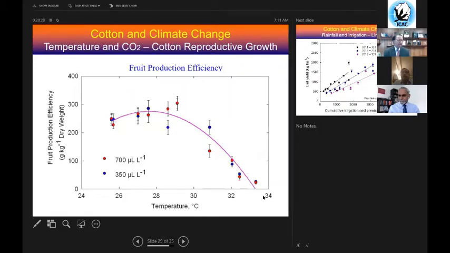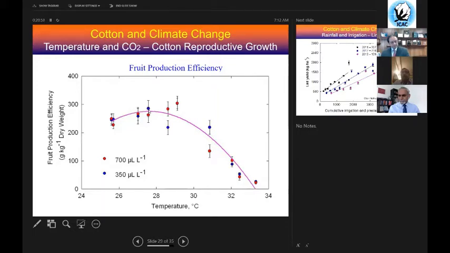If you look at the fruit production efficiency, the optimal temperature is around 27 to 28 degrees, and then it decreases by 10% with each 1 degree increase in temperature, and almost goes to zero fruit production efficiency around 33 degrees centigrade. Here I wanted to point out that this goes hand in hand with the canopy temperature to a certain extent. So there is about a 10% decrease for each degree increase in temperature from the optimum of 27 degrees.